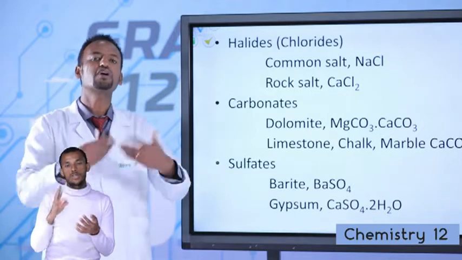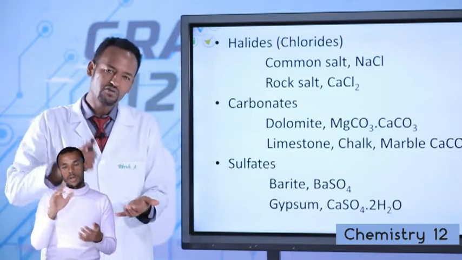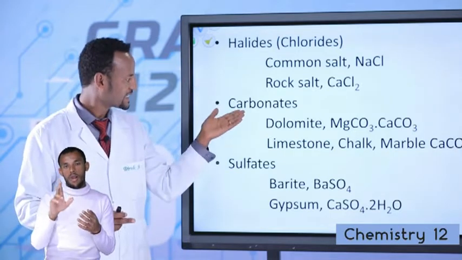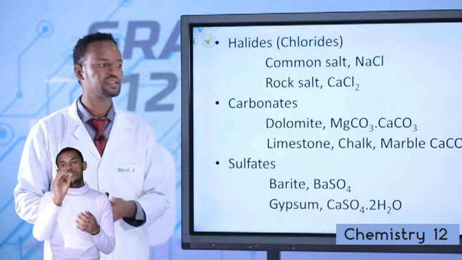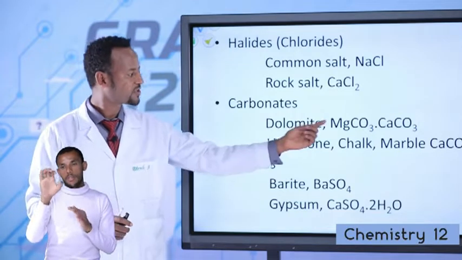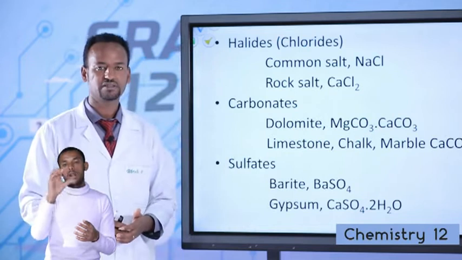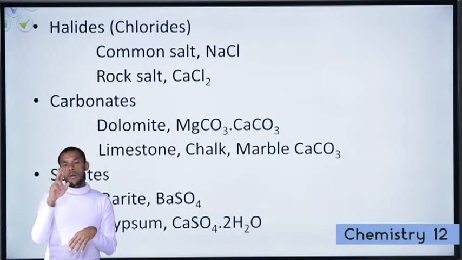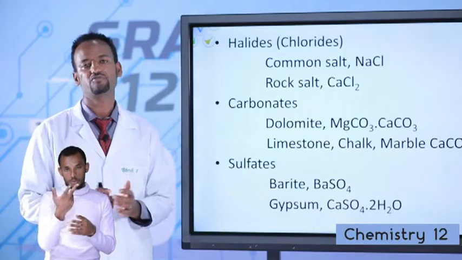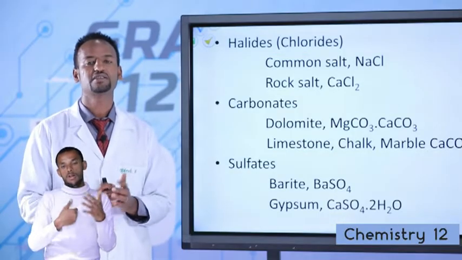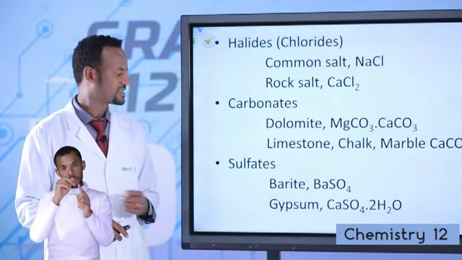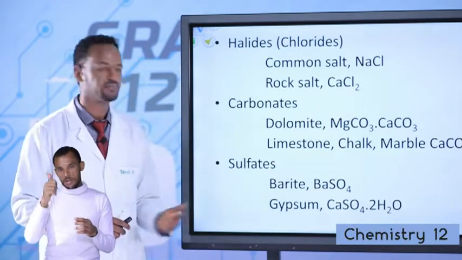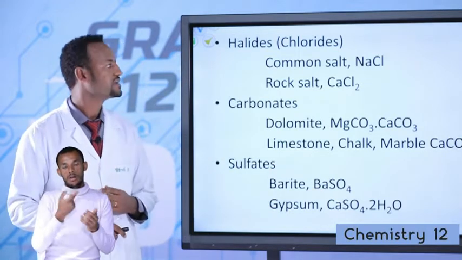The other one is carbonates, because elements exist in the forms of different compounds like oxide, chloride, halide, carbonate. Carbonate, for example, dolomite. Dolomite is a combination of magnesium carbonate and calcium carbonate. Limestone, chalk and marble have the same chemical formula, calcium carbonate. The only difference is hardness. Sulfates: barium sulfate, calcium sulfate with water, gypsum, exist in the forms of sulfates.